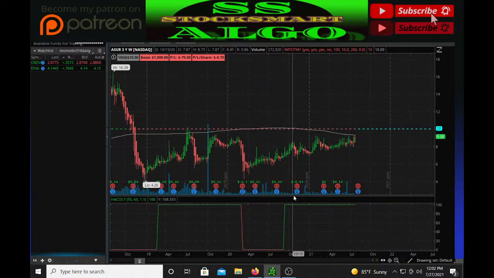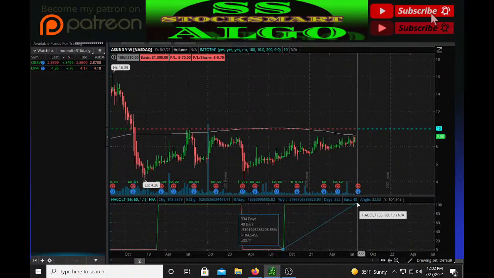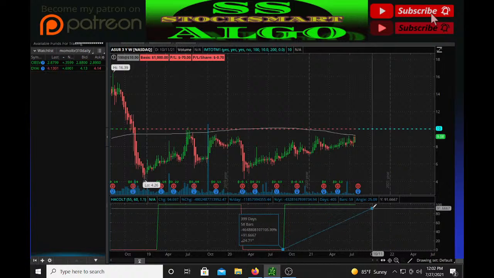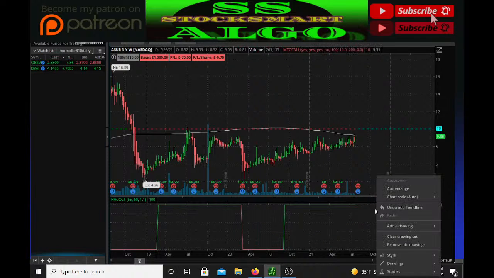All we're looking at is the HA Colt. We can use this for a swing signal. It will tell you how many bars, so 344 days, or 48 bars, 104, and it also gives you the angle of the degree. I didn't really notice that before, which must be important in some way.